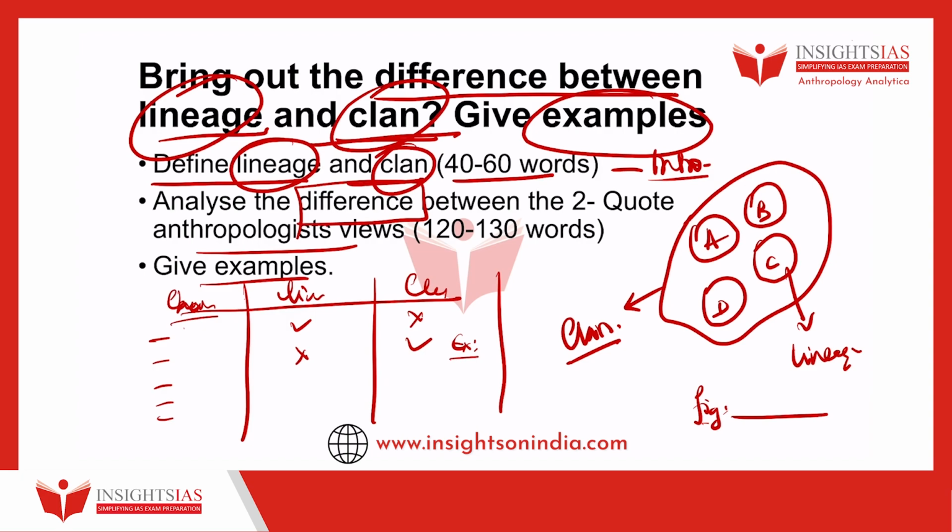Then towards the end, you can bring in contemporary relevance, or you can relate it with other concepts in kinship, like how clans put together become a phratry, or the significance of studying lineage and clan from an anthropology point of view. Or you can give some examples of contemporary times, like in Khasi. Recently, the Khasi Autonomous District Council enacted a law with respect to lineage, something like that.